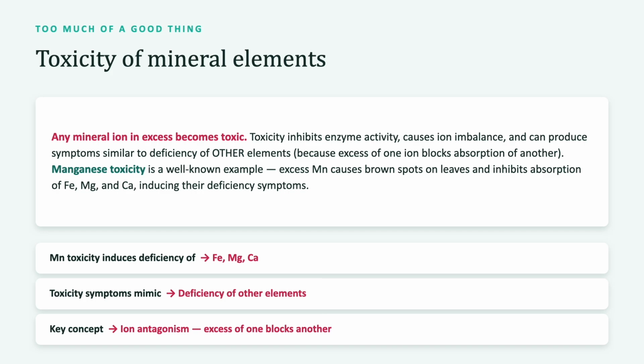Can a plant have too much of minerals? Absolutely. Any mineral ion in excess becomes toxic. Toxicity inhibits enzyme activity and creates ion imbalance.